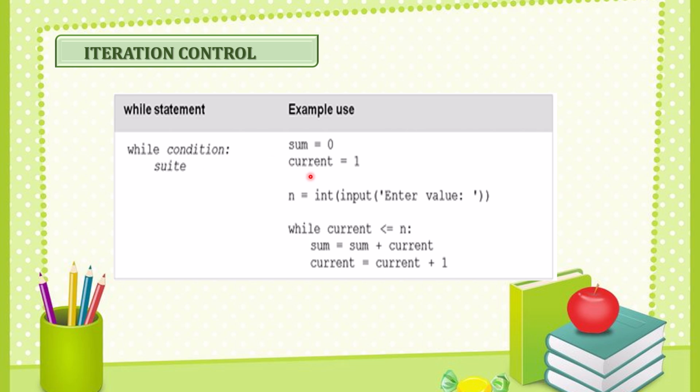In this example we have a variable called sum with the value of 0 and a variable called current with the value of 1. Here we are getting an input with the data type of int, and we are checking while current is less than or equal to n. If that condition is true, it will get into this statement. Till the current value is less than or equal to n, this loop will execute. If the current value exceeds the n value, then the loop will stop its execution. So this is how the while will work.